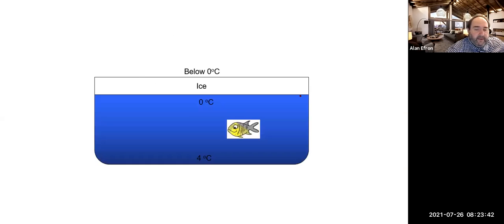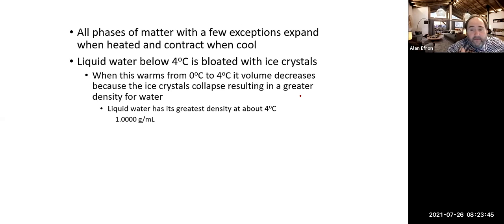Now, another interesting thing when we talk about water and ice and things freezing and density. Density, as a reminder, is affected by temperature. So as the temperature changes, so does the density of a substance. And liquid water below 4 degrees is bloated with ice crystals. When it warms from about 0 degrees to 4 degrees, its volume decreases because ice crystals collapse, resulting in a greater density. And liquid water around 4 degrees Celsius has a density of 1 gram per milliliter.